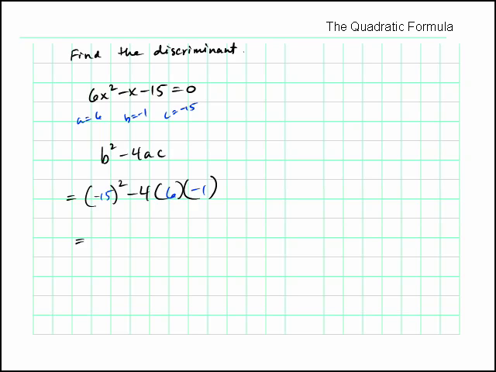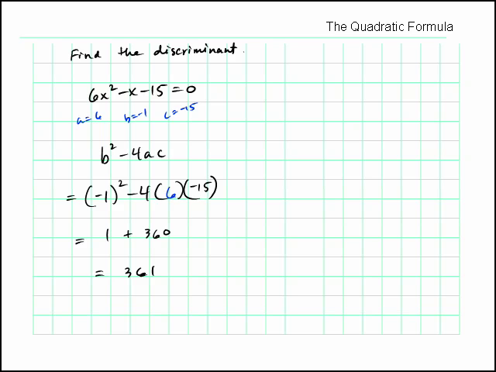oh, wait a second. I goofed up here. B is not negative 15. B is negative 1. That goes there. And C is negative 15. That goes right here. Now I have it right. Sorry about that. And so this becomes a positive 1. And that's going to be a plus 360. The discriminant is 361.